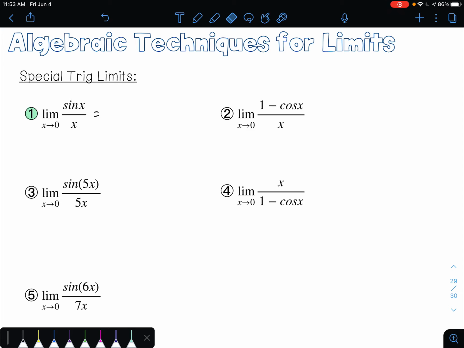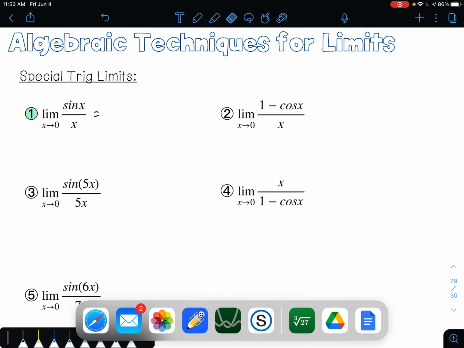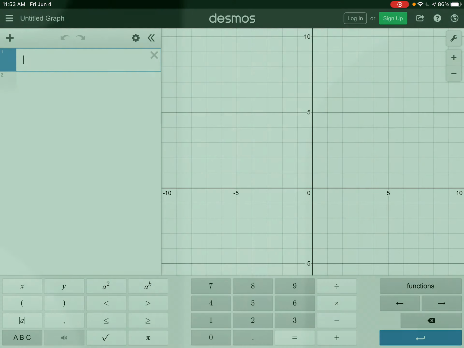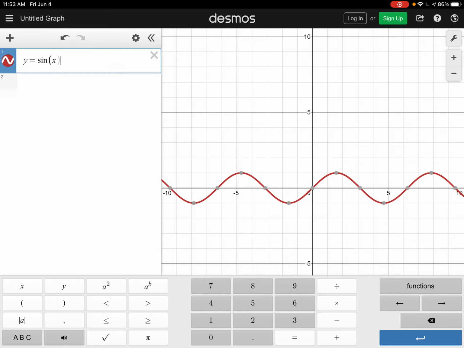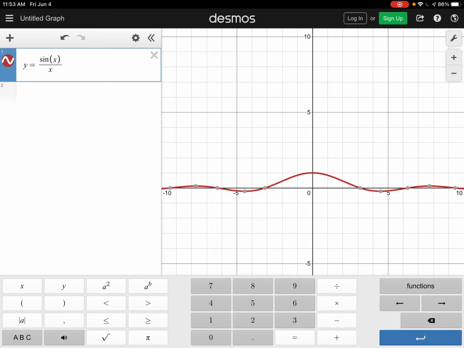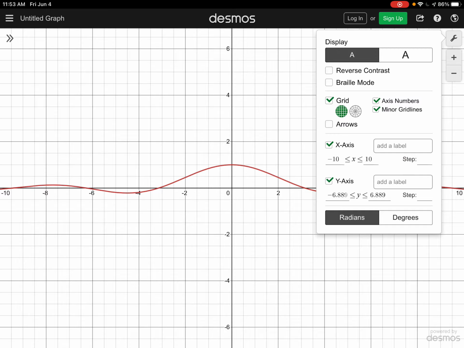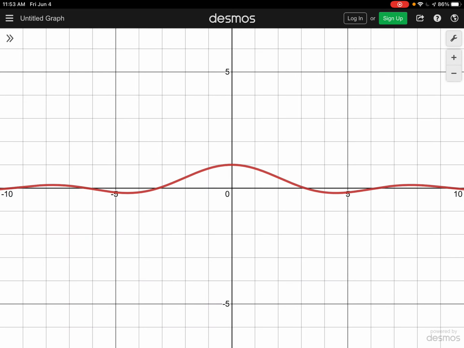If we plug in 0, we know that the sine of 0 is 0, and if we plug it into the bottom, that x is also going to be 0. So we get 0 over 0 in indeterminate form. So let's actually look at the graph to see what this is going to equal. We have y equals the sine of x, and we're going to divide that by x.